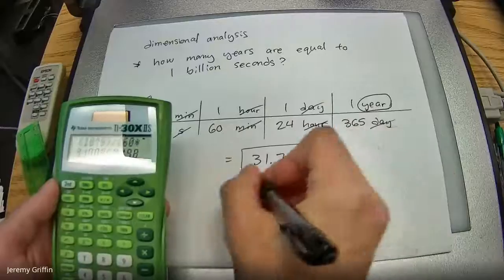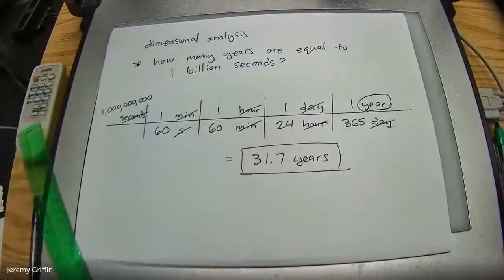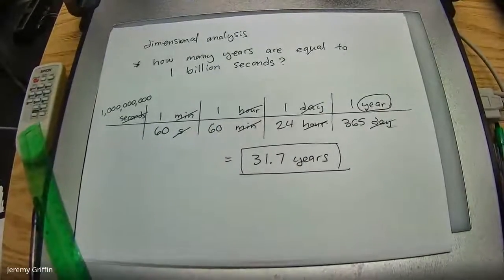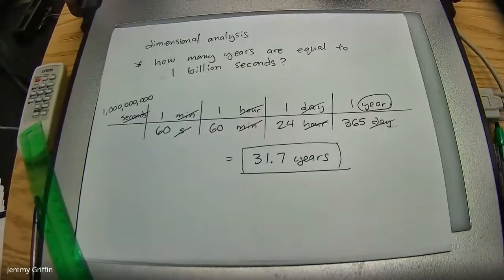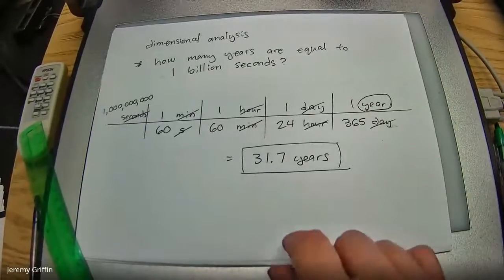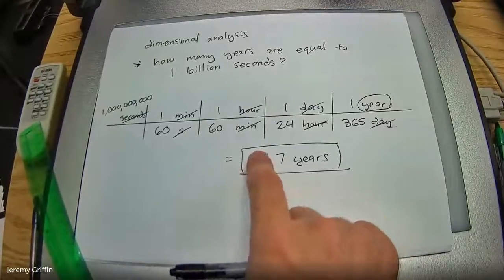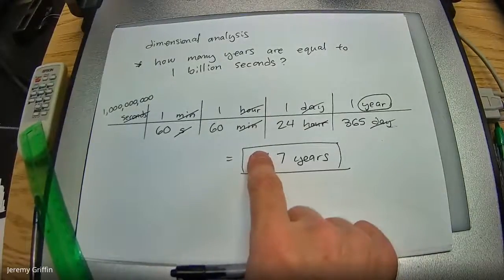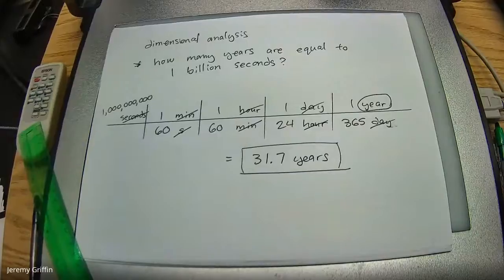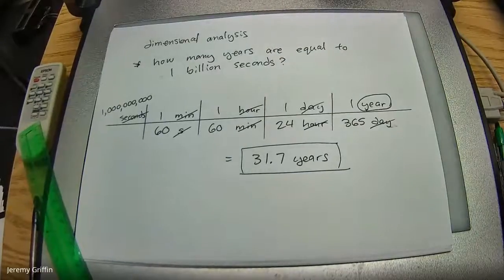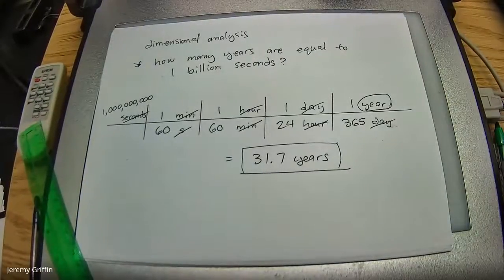The number is 31.7 and the unit's years. So when you are 31 years old, at some point in the year, you'll turn a billion seconds. If you were really curious about it, you could subtract the 31 out, take 0.7, multiply by the number of days, and figure out the exact day you're going to turn a billion seconds old. It would happen, and you will die.